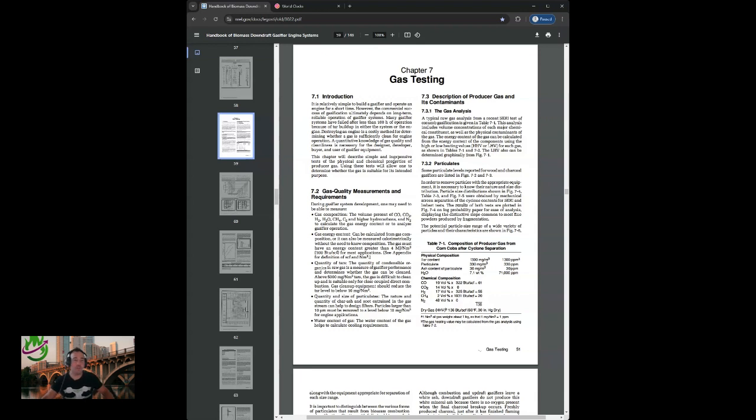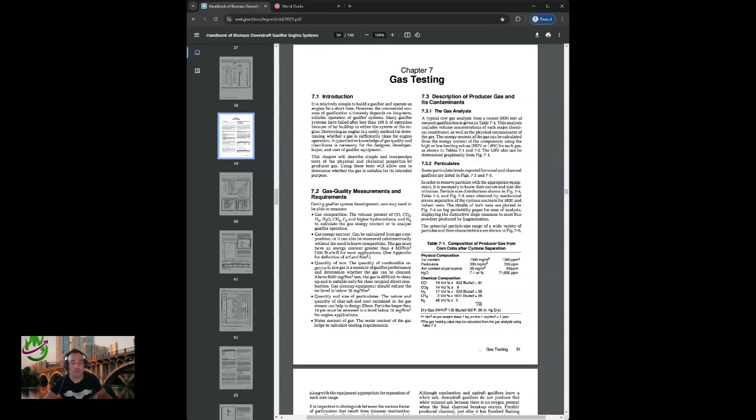It is relatively simple to build a gasifier and operate an engine for a short time. However, the commercial success of gasification ultimately depends on long-term reliable operation of gasifier systems. Many gasifier systems have failed after less than 100 hours of operation because of tar buildup in either the system or the engine.